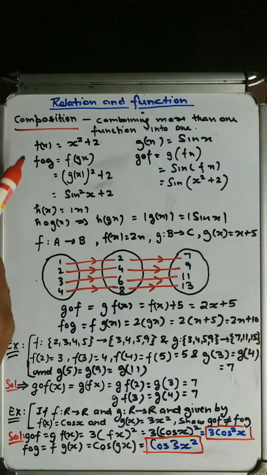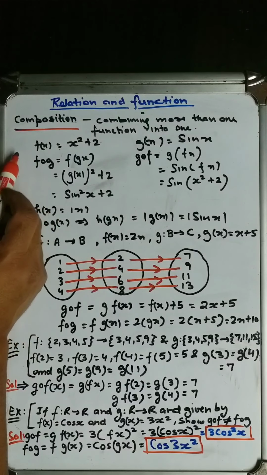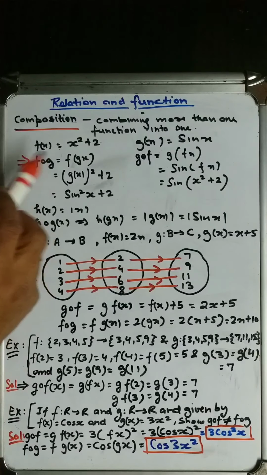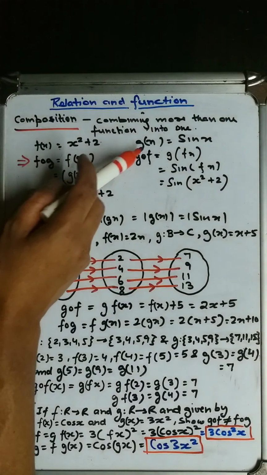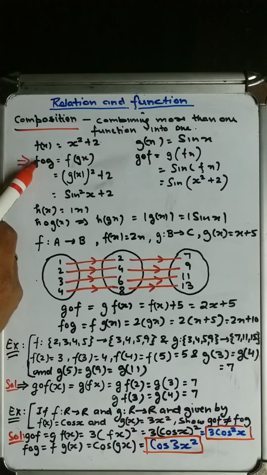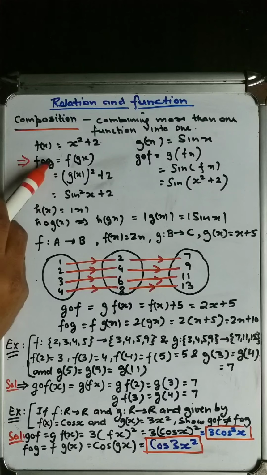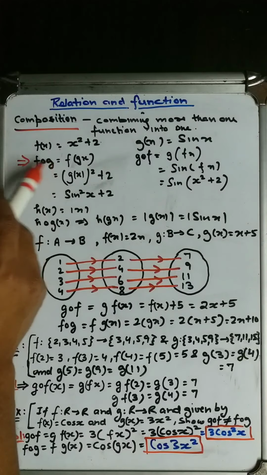Now take one example. Let f(x) be x square plus 2 and g(x) be another function, sin x. So we are combining these two functions f and g. If we write it like this, f o g, that is f of g, function f and function g are combined together. This is called composition of functions.